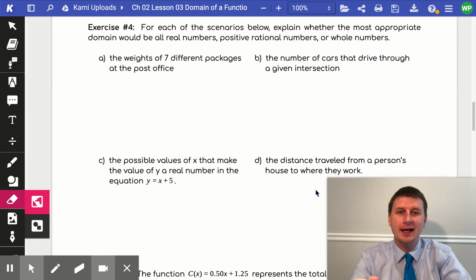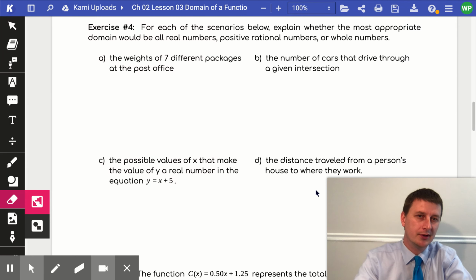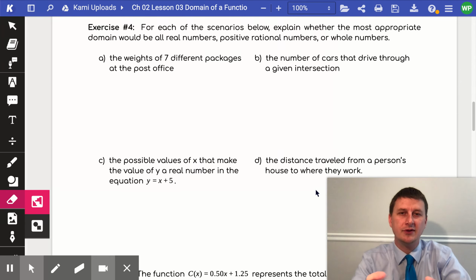Algebra 1. And in this exercise, we're going to finish and complete our lesson on domain of a function. And it says in this exercise that for each of the scenarios below, we're going to explain whether the most appropriate domain would be all real numbers, positive rational numbers, or whole numbers. We're going to have to choose one of those and explain why.